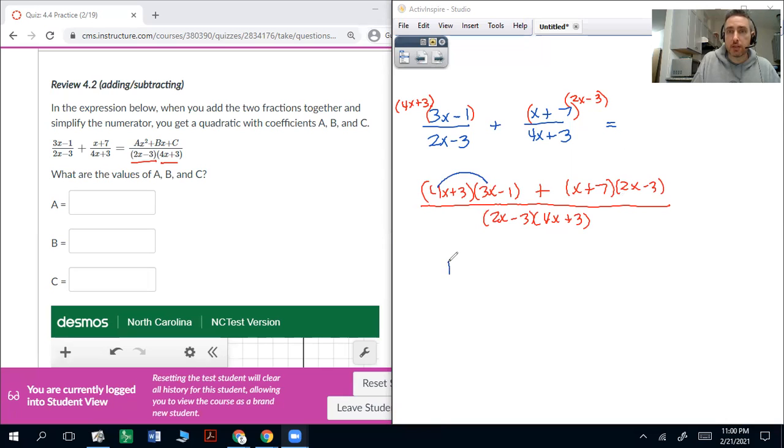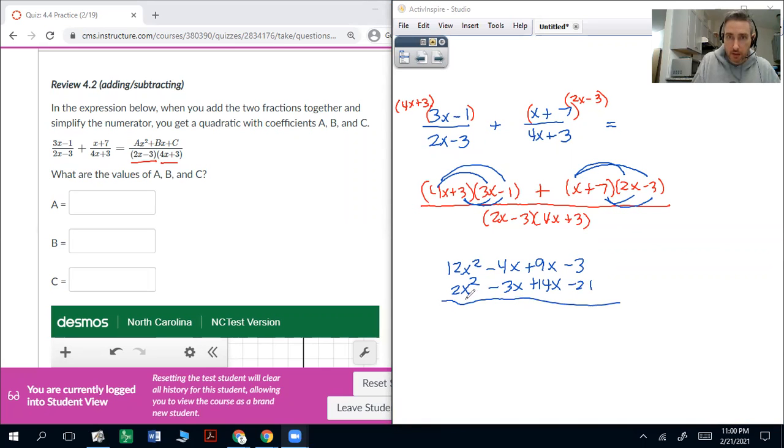4x times 3x is 12x squared. 4x times negative 1 is minus 4x. 3 times 3x is plus 9x. 3 times negative 1 is minus 3. Plus x times 2x is 2x squared. X times negative 3 is negative 3x. 7 times 2x is plus 14x. And 7 times negative 3 is a negative 21.